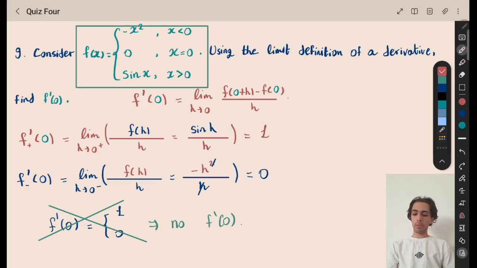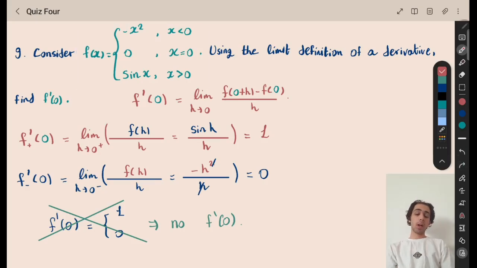But if I take the derivative, then I get two very different slopes. And that's why we cannot assign it a certain slope. You get two answers, then there's no answer. And that's how you do it.